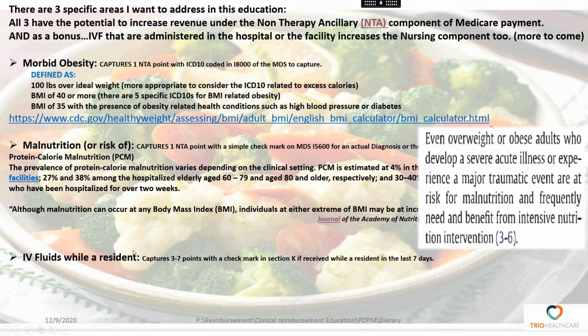IV fluids, while a patient is a resident, will capture 3 to 7 points for NTA with the check mark in Section K. So you guys do Section K on the MDS. If you hadn't been previously, the expectation is that you do that now. So when you put a check mark that someone's received IV fluids in the past 7 days, you are adding to the value of being able to do this NTA, and increasing that based on the caloric intake of those IV fluids.